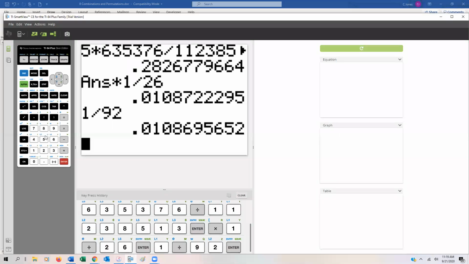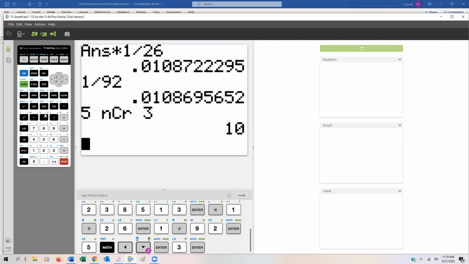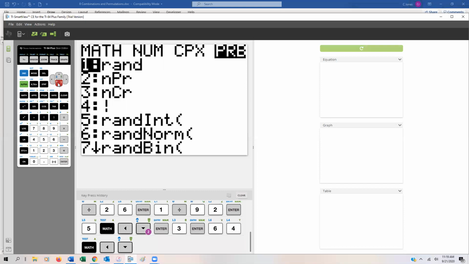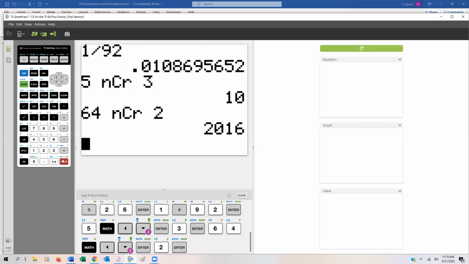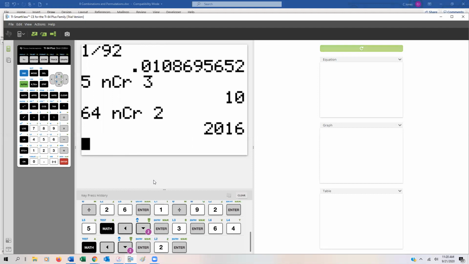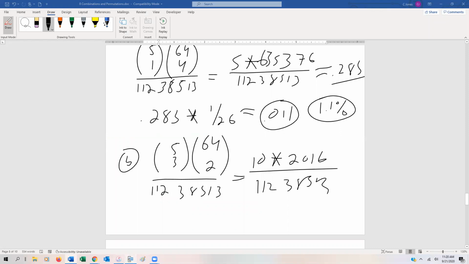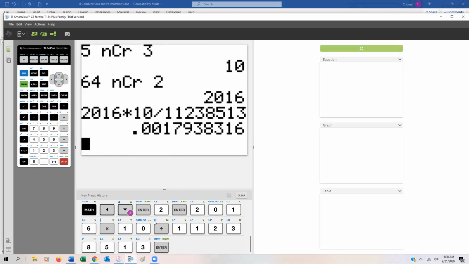We're going to go in a calculator. We're going to do 5 combination 3, and that's 10. And we need 64 combination 2. All right. So 10 and 2016. Right, so that's going to be equal to 10 times 2016 divided by this 112385513. So let's see what happens when we divide this out. We get 2016 times 10, which we know is 20160, divided by 112385513. All right, and then we end up with 0.00179.